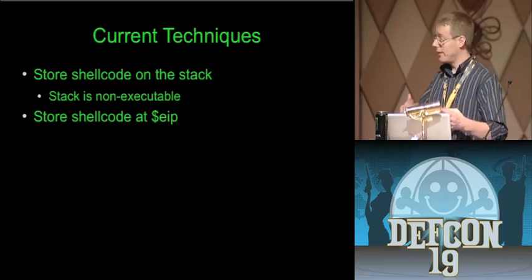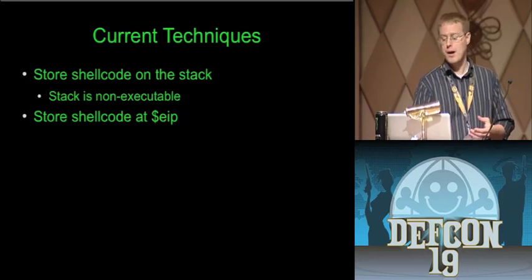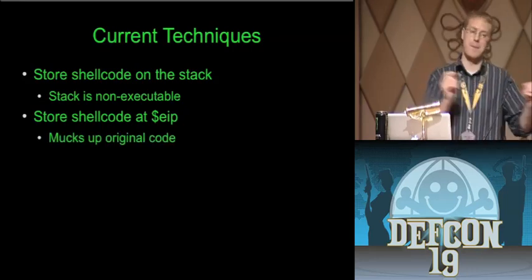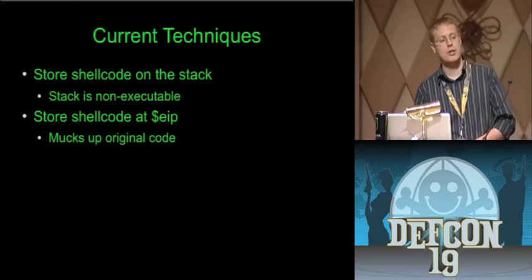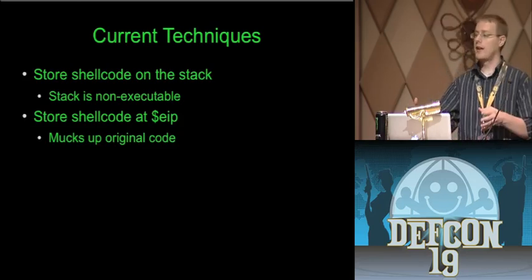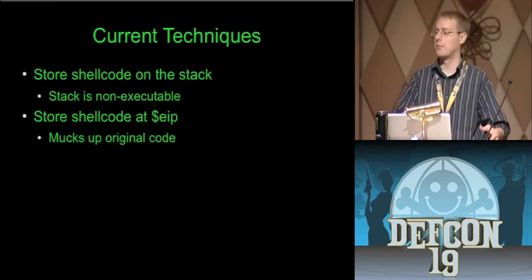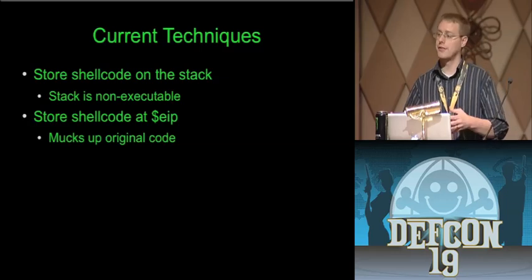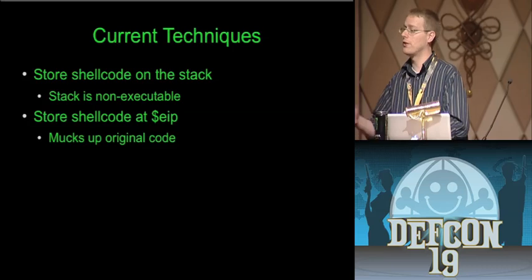You could store your shellcode at the current instruction pointer, EIP. There's a problem with that. That would work, however, it mucks up the original code. So what you have to do then is back up the code that was going to run, override it with your shellcode, and then after your shellcode is run, restore the backed up code. In the previous talk, in the Jugod talk, that's what the author did. But we're going to dive in a little bit further into a new technique.